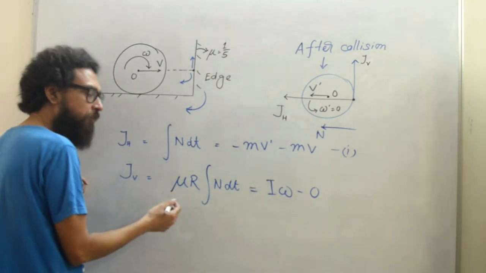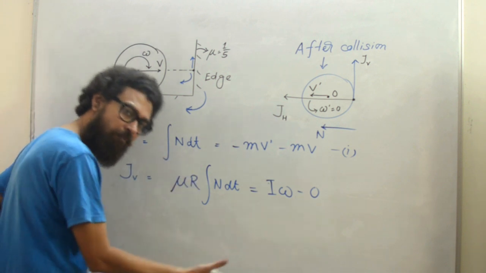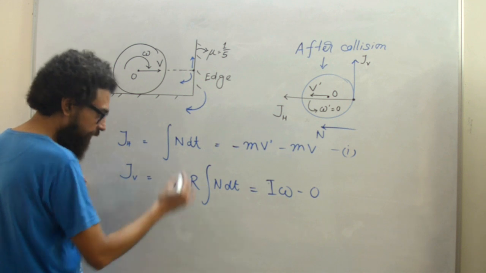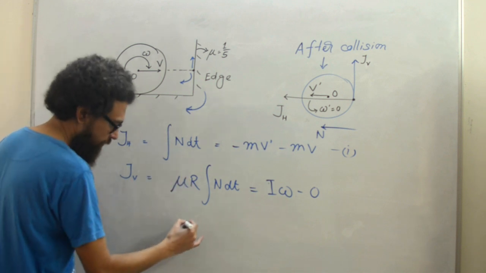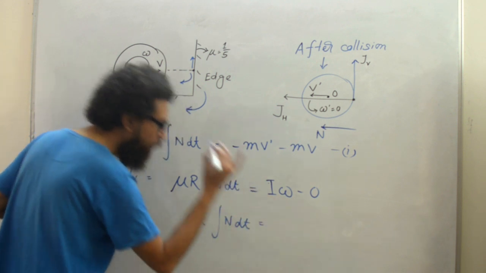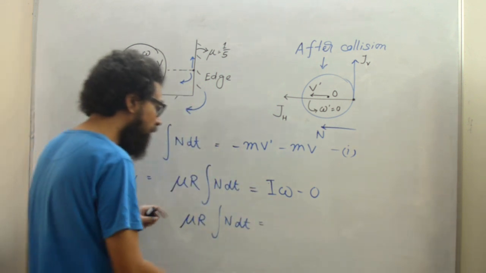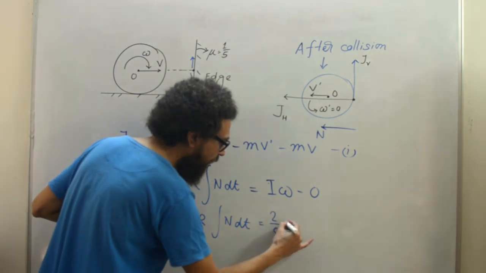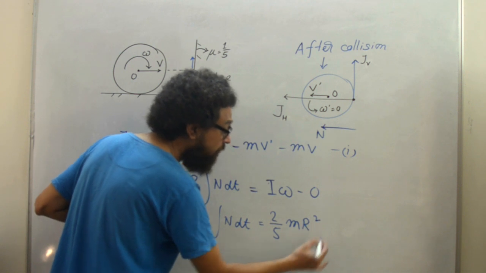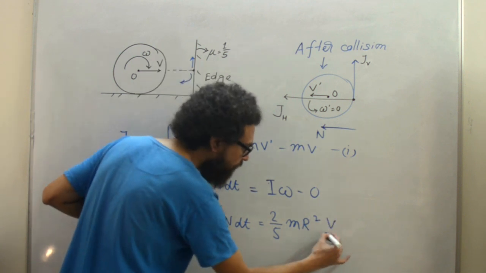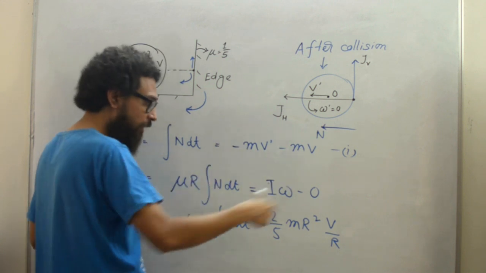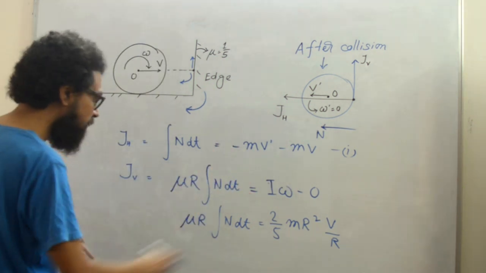Since frictional force is non-conservative, it is negative becoming positive. So that way. Alright, so what I am going to write, mu R integration of N dt is equal to what? I omega, sphere 2 by 5 m R square, and omega, you see in the sum they had mentioned this v equals capital R omega or something, so we are replacing it.